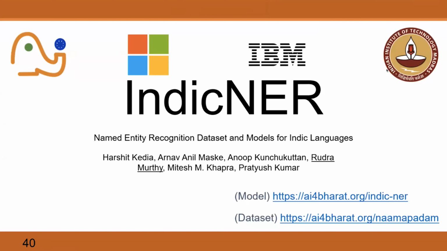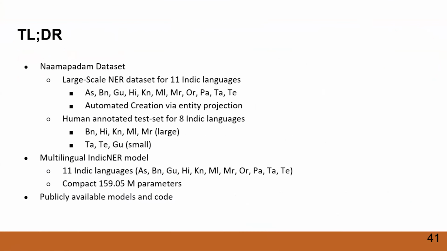Hi, everyone. So today I'll be giving a brief summary of our work where we have been creating named entity recognition data sets for around 11 Indian languages, and also the multilingual NER model which we have trained here. To summarize, we have created a large-scale NER data set. We are calling it the Namapadam data set. It's for around 11 Indic languages. The Indian languages are Assamese, Bengali, Gujarati, Hindi, Kannada, Malayalam, Marathi, Odia, Punjabi, Tamil, and Telugu.